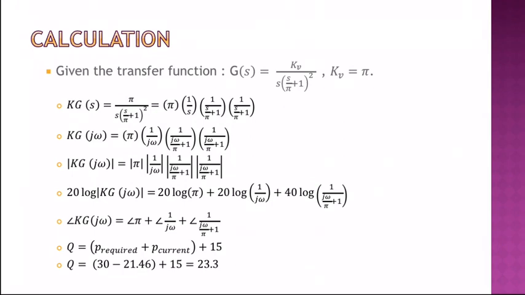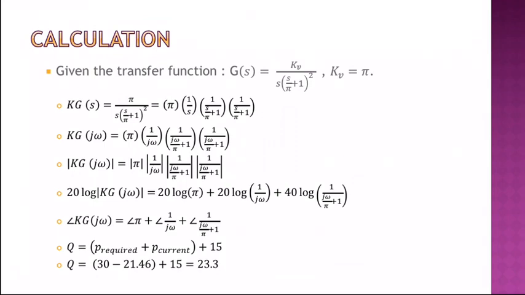And for the phase of the system, the angle of K will be added with the angle of 1 over j omega and 1 over j omega over p plus 1. So using those values, we can draw our graph or bode plot.